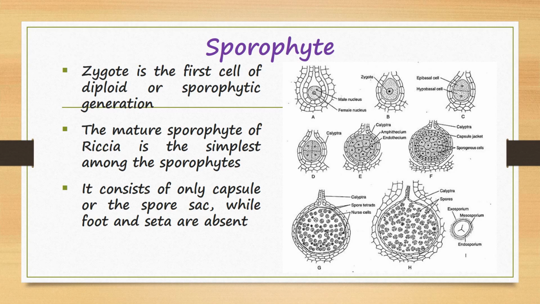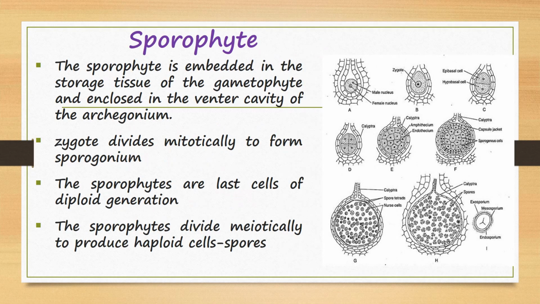The mature sporophyte of Riccia is the simplest among the sporophytes. It consists of only a capsule for the spores, while the foot and the seta are absent. Here, the sporophyte is embedded in the storage tissue of the gametophyte and enclosed in the ventral cavity of the archegonium. Now, the zygote nucleus first divides transversely into two cells, each of which again divides vertically to form a 4-cell structure, that is, the quadrant stage structure is formed.